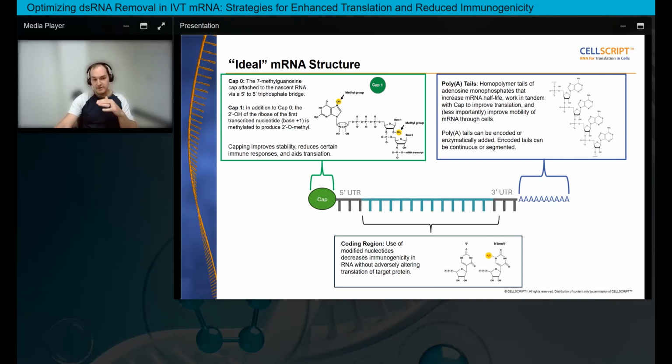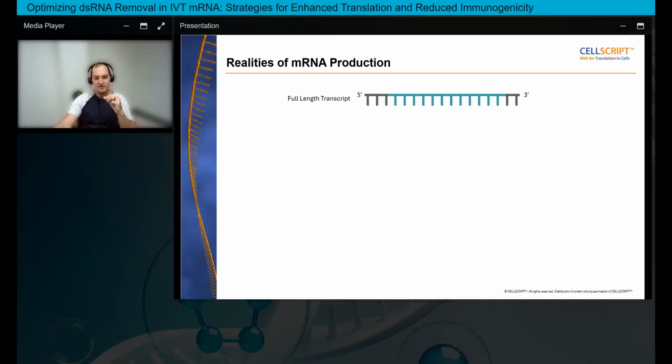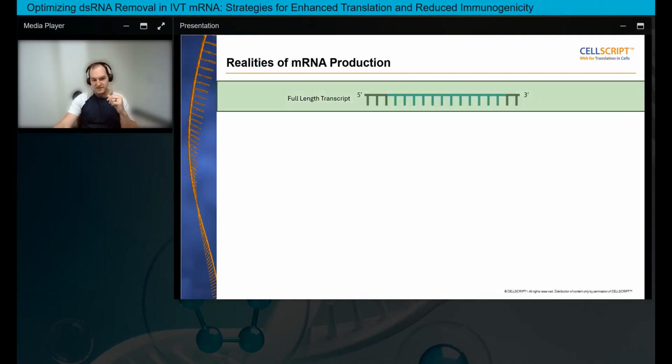Now, this is what you want. You want 100% of this, and that is sort of the dream of RNA production. Now, the reality is a little different. While you can go through an IVT reaction and hopefully get full-length transcript, everything that you want, what you may end up getting is a plethora of other byproducts.